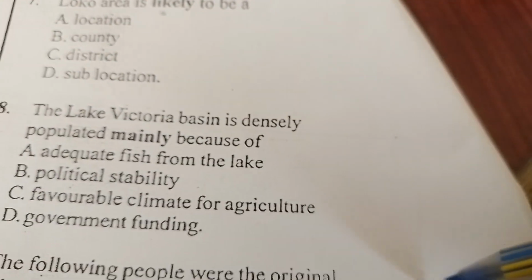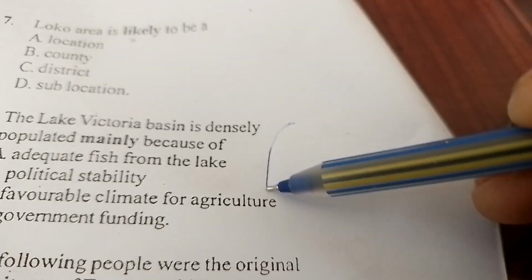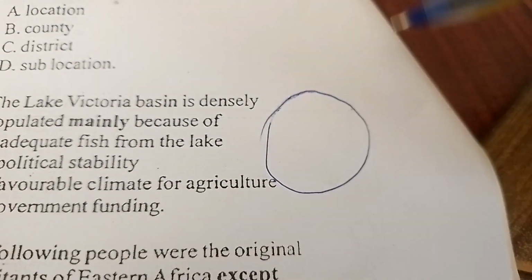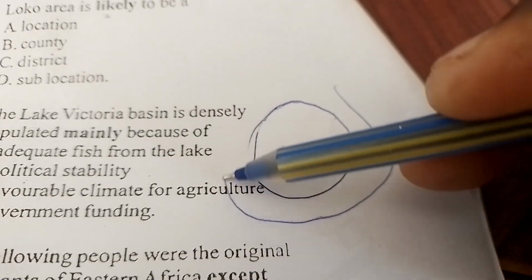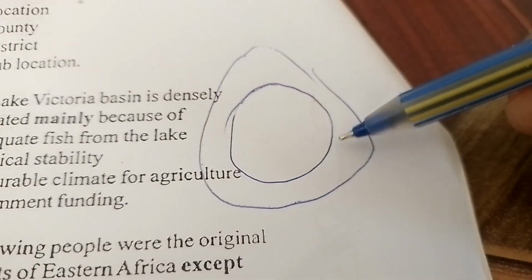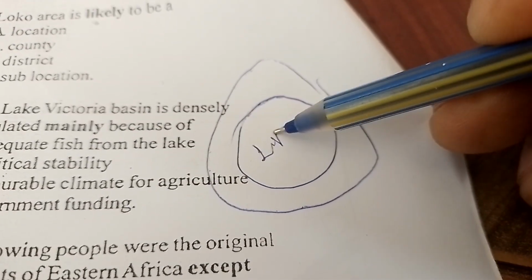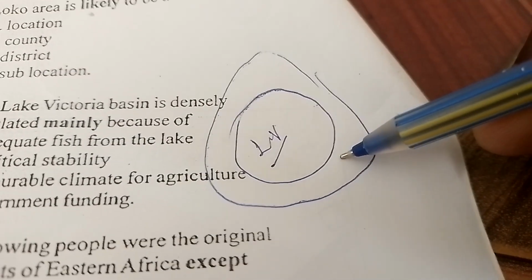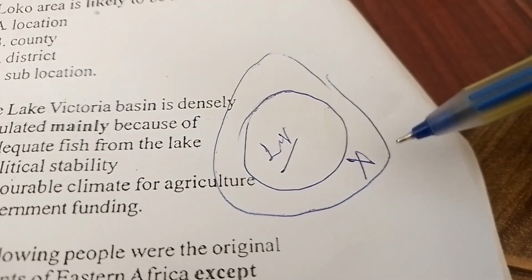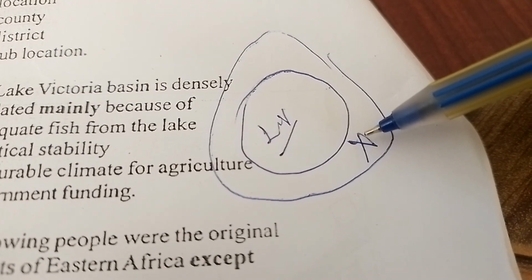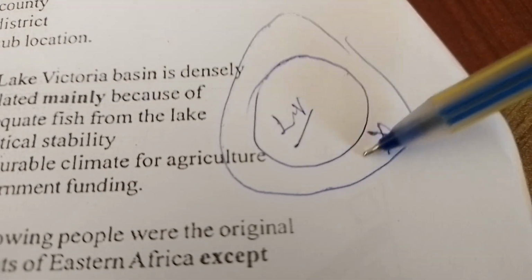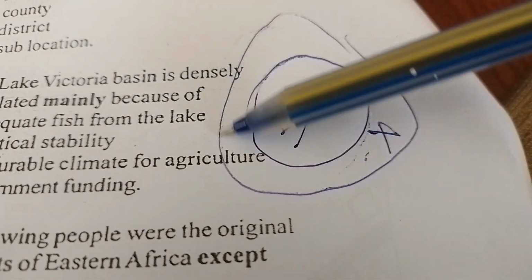Sometimes they can draw what you call a lake. We assume this is Lake Victoria. We assume so. Then we have this region as a Lake Victoria Basin. They ask you, this is Lake Victoria, and the area marked X. The major economic activity carried out at a place marked X. This is a Lake Victoria Basin.